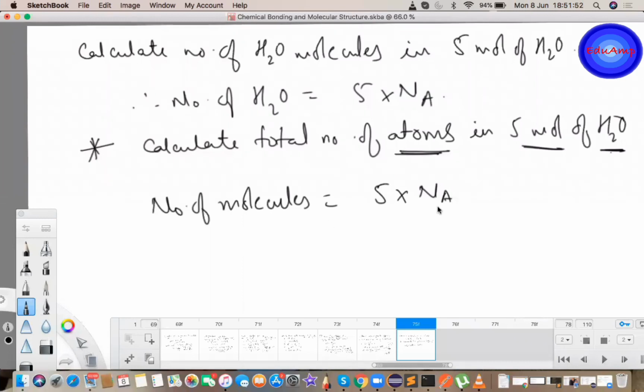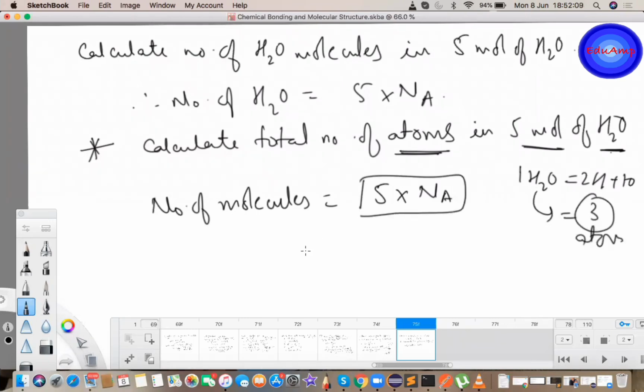So number of molecules will be 5 into Na. In one H2O molecule, there are how many atoms? 2 hydrogen atoms and 1 oxygen atom. So therefore, there are 3 atoms in one water molecule. You have 5 into Na molecules. Therefore, total atoms will be 5 into Na, that is total number of molecules, into 3. This will give you total number of atoms. That is 15 Na, your final answer.